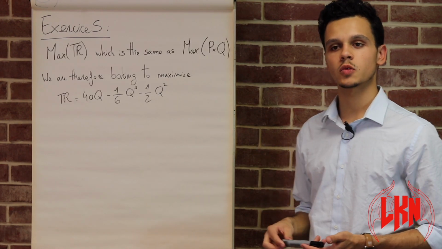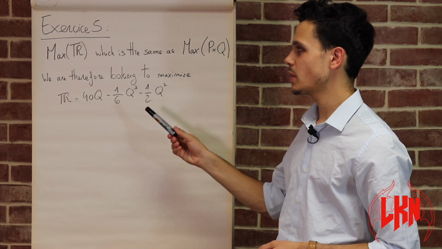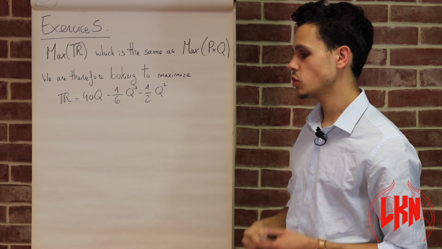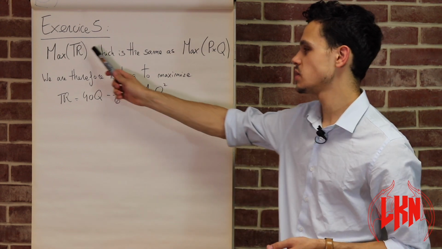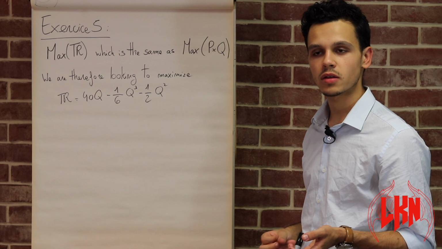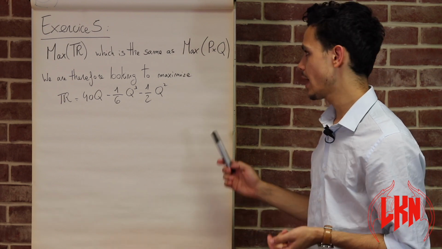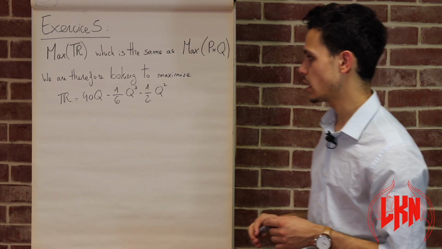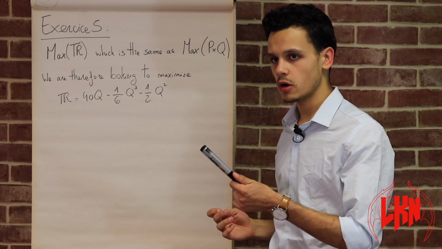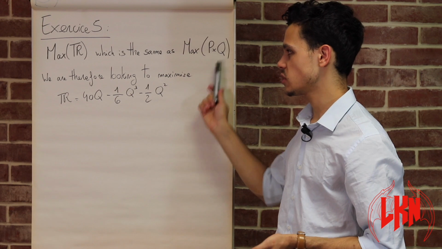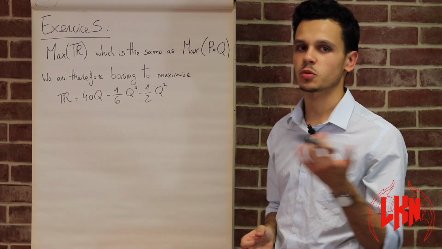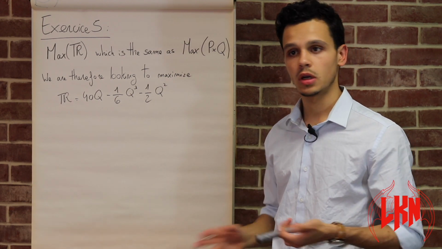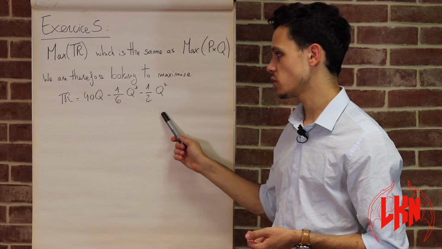In this exercise, we're going to look at how to maximize the total revenue, noted TR. In order to do that, we try to express TR as a function of P and Q. And how to do that is just, we know that TR is equal to P times Q, so we just multiply the expression of P by Q, and we find this expression of TR.